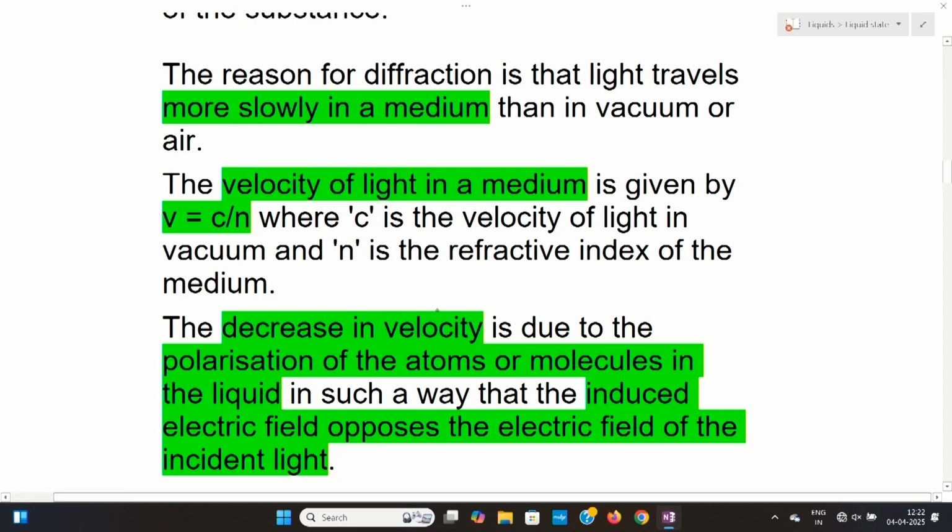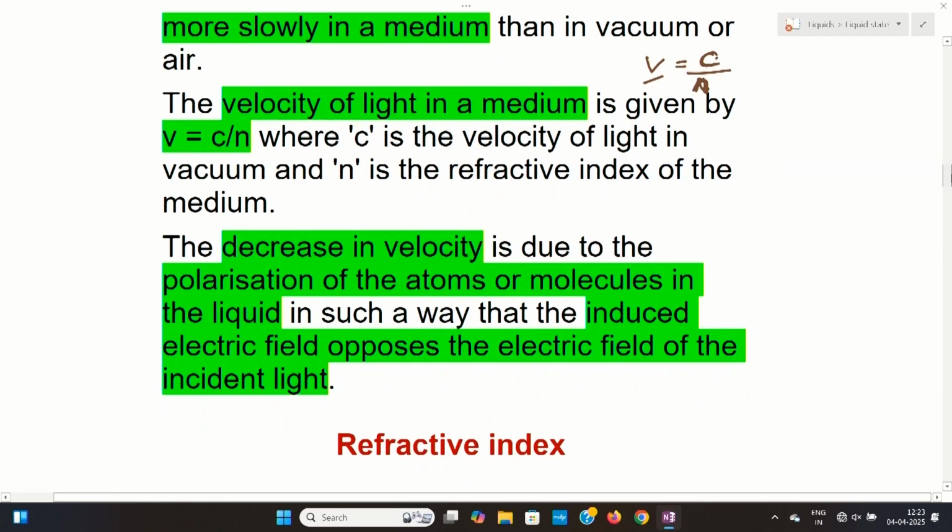The velocity of light, V, is equal to c by n. Here V is the velocity of light in a medium, c is the velocity of light in vacuum, and n is the refractive index of the medium.